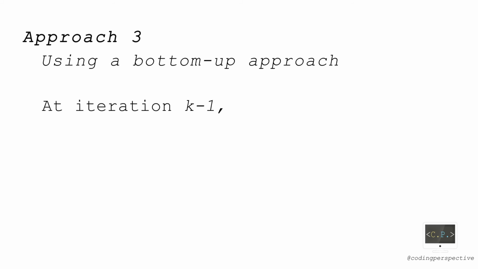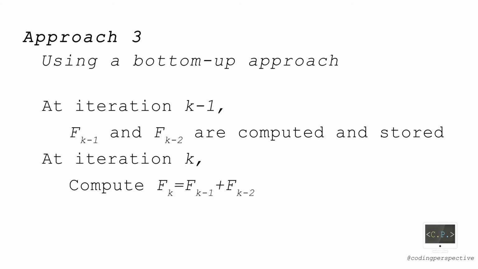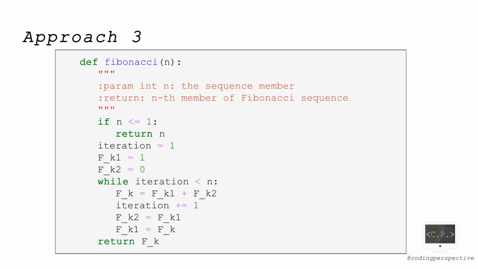To understand the logic, let's suppose that we are at iteration k-1 and we have already computed fk-1 and fk-2. These 2 members of the sequence are the only ones that we store at this iteration. Then at iteration k, we can compute fk by using fk-1 and fk-2. And then we just store fk and fk-1 to use them at the next iteration k+1. It looks like just storing 2 members is enough. Let's take a look at the implementation.